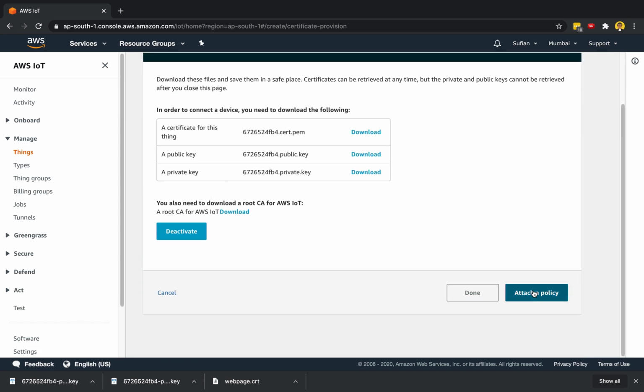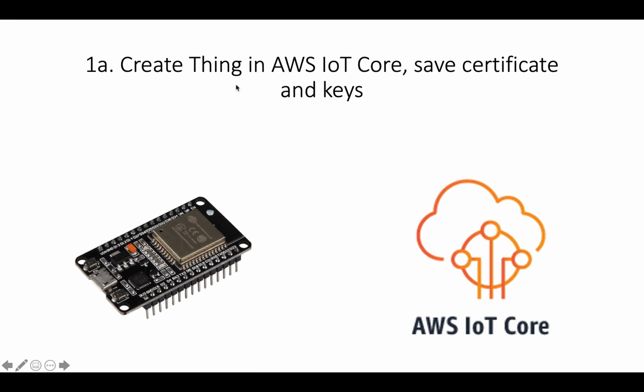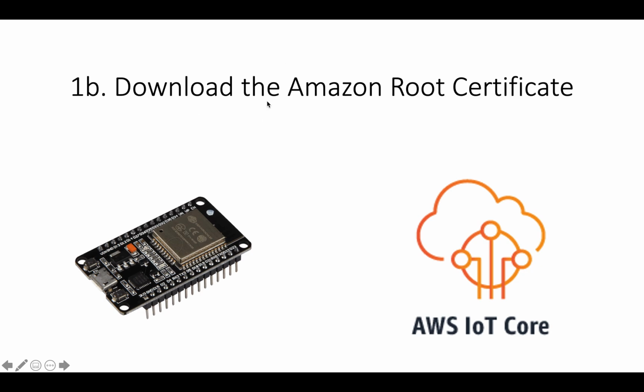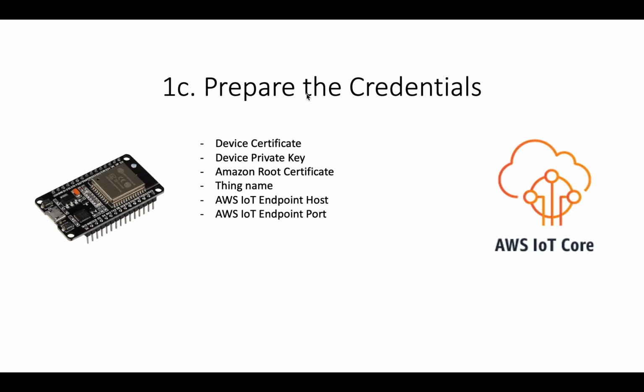Then we need to attach a policy. So going back here, we have created a thing, and then we have saved the certificate and keys. We have also downloaded the Amazon root certificate and saved it in another file. The next thing is to prepare the credentials. When we want to prepare the credentials, these are the things we will need. We have the device certificate, the device private key, and the Amazon root certificate.